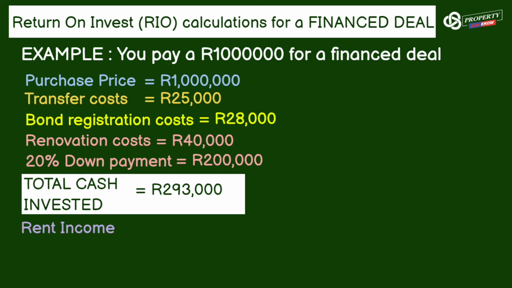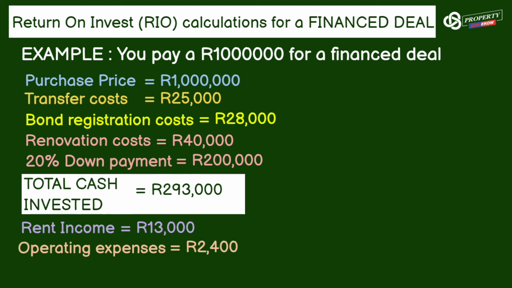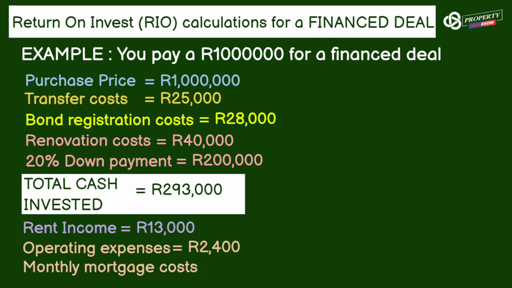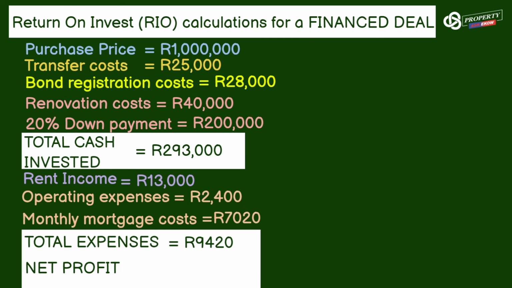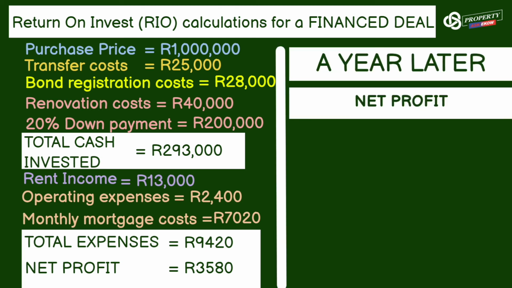So your total cash invested is 293,000. Your rental income is equal to 13,000 rand. Your operating expenses equal 2,400 per month. Your monthly mortgage cost will be 7,020. Your total expense is 9,420. This leaves us with a net profit of 3,580.